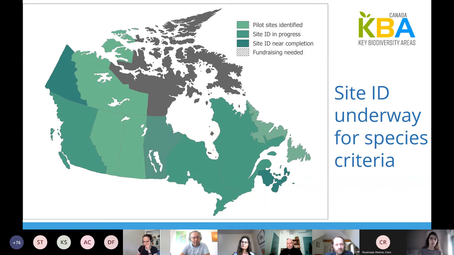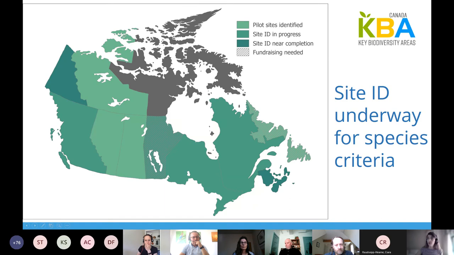And as you can see here, in the dark green are areas or regions where the identification of sites is nearly complete for these criteria. In the medium green are areas that we're still working on and have sites in progress. And in the lightest green are areas where we've identified a couple pilot sites, but there's still a lot of work to be done to do scoping and identify additional sites that will be KBAs for the species criteria. And finally, in the hatched regions, you can see some of the areas where we still need to do some fundraising to complete the work.